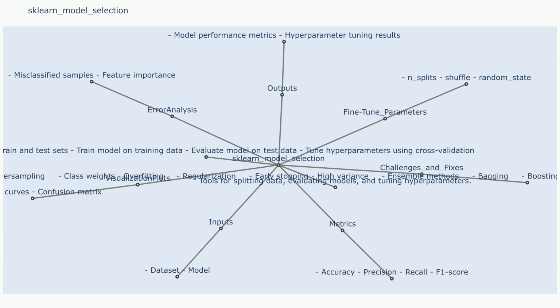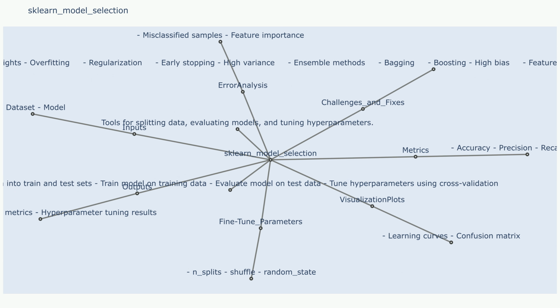Uncertainty methods. Bootstrap aggregation, bagging, combining predictions from multiple models trained on different subsets of the training data to reduce variance. Random forest, an ensemble method that builds multiple decision trees on random subsets of features and data, providing estimates of uncertainty. Challenges and fixes.